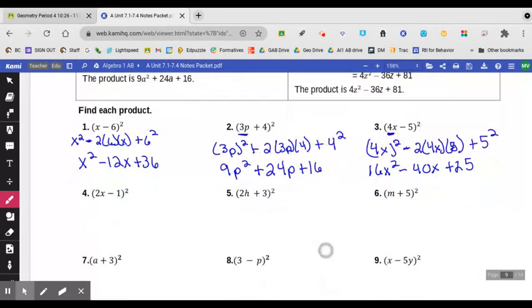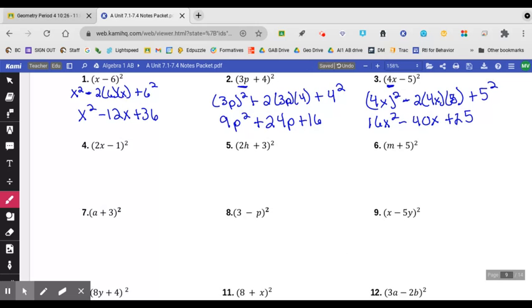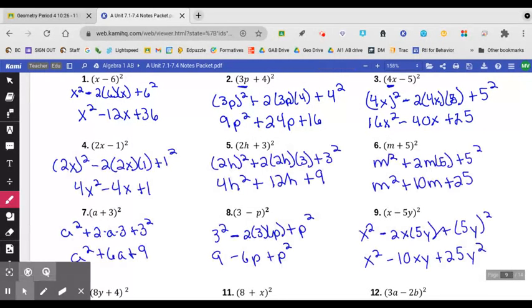So I want you to pause and try 4 through 9 and come back. Okay, so number 4, again, I square 2x. I multiply 2 times 2x times 1, and it's minus because the sign in between is a minus sign, plus 1 squared. So I get 4x squared minus 4x plus 1.